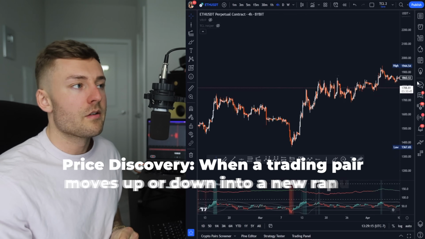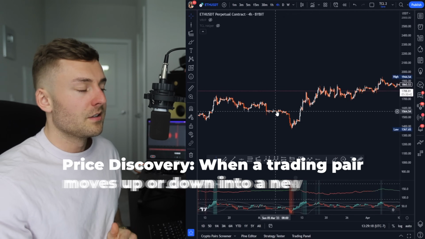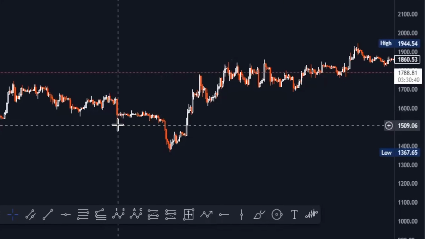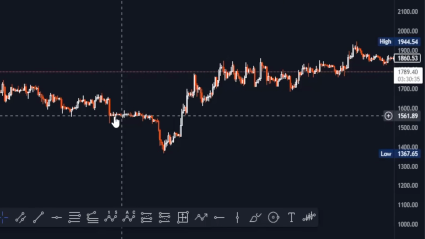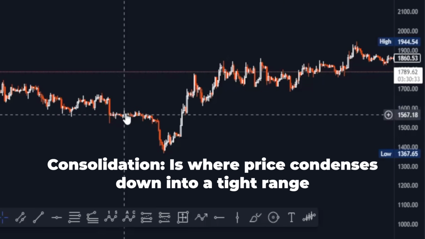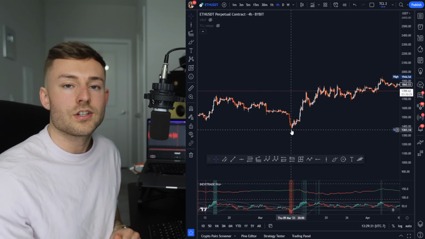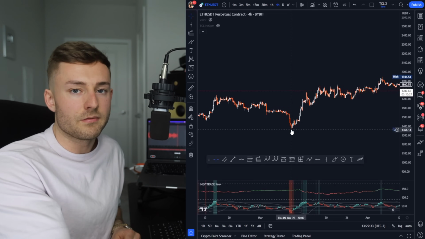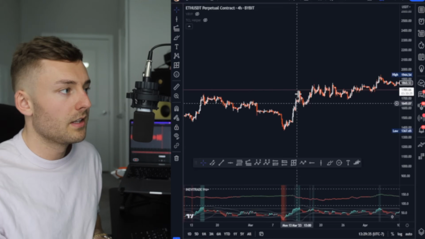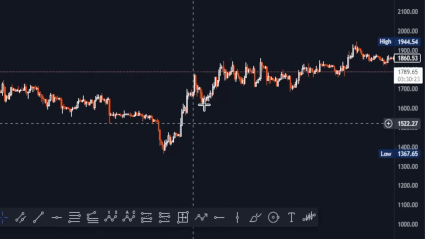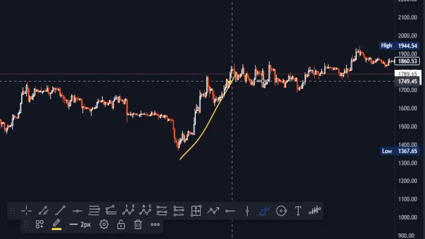Okay, when I say the term price discovery, we can see areas like this where we have something called consolidation. Consolidation simply means that the price is starting to find a nice tight range that it's trading in, and then when it breaks out of that range, it's discovering a new price range. So you're going to see a lot more volatility before it starts to settle. So this is the discovery phase right here, and then this is the consolidation.